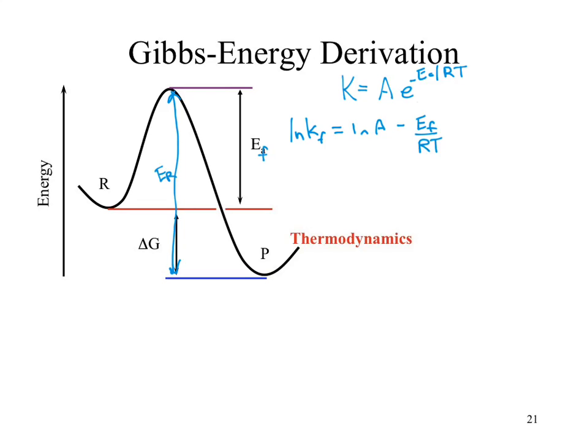What else can we do? Well, we also know that the natural log of our reverse rate constant is equal to the natural log of A minus our activation energy for the reverse reaction over RT.